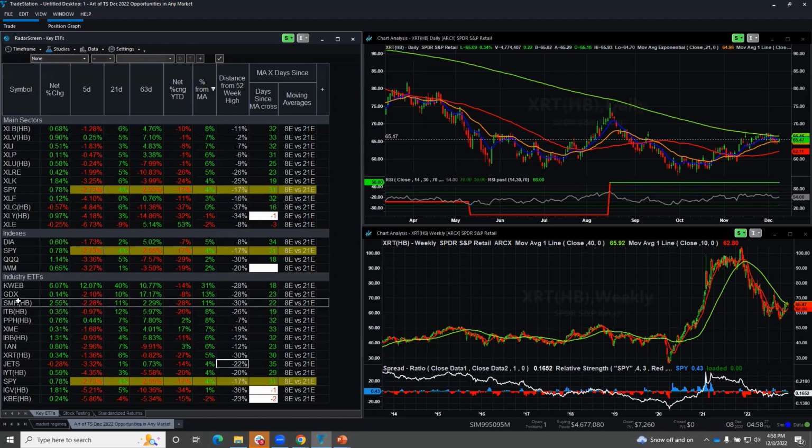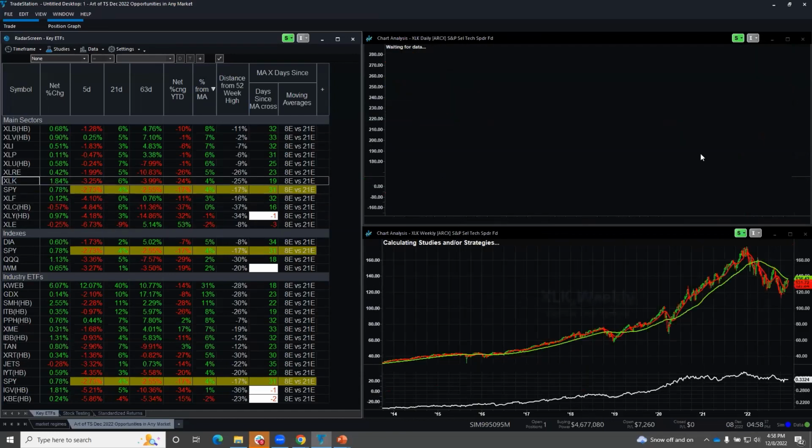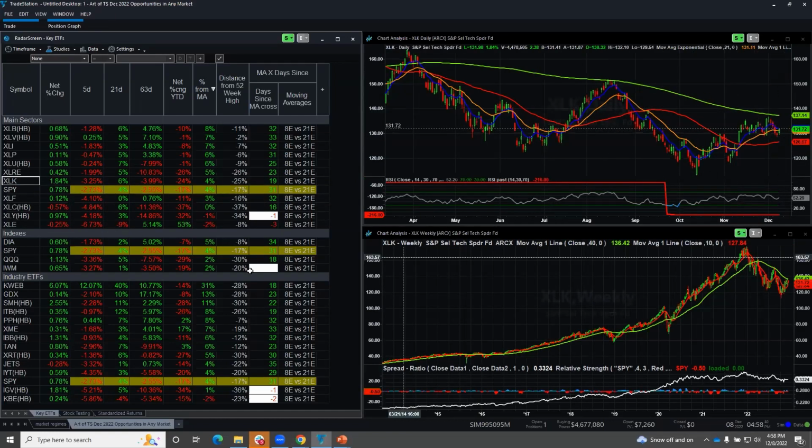For example, SMH, the semiconductors, is part of XLK. It's pretty interesting to see the semiconductors are so close to the 200-day moving average, and then the XLK is below. It's interesting that we've seen more relative strength recently in semiconductors. That kind of grabbed my attention. I've been watching that recently. And if you look at something like the software companies, they've been much weaker more recently.